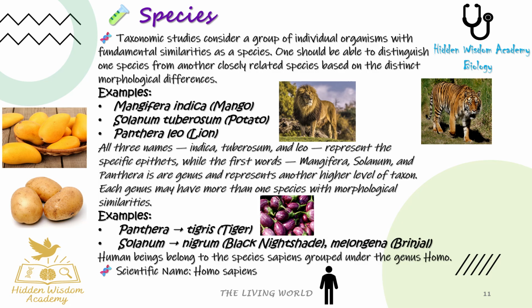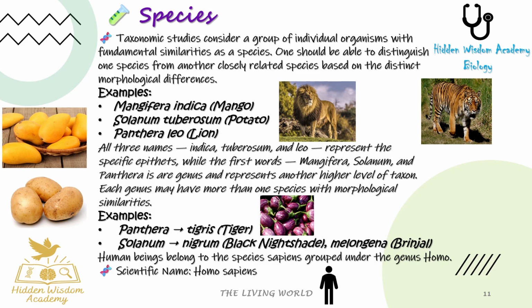Species. Taxonomic studies consider a group of individual organisms with fundamental similarities as a species. One should be able to distinguish one species from another closely related species based on distinct morphological differences. For example, Mangifera indica, mango; Solanum tuberosum, potato; Panthera leo, lion. The names indica, tuberosum, and leo represent the specific epithets, while the first words, Mangifera, Solanum, and Panthera, are the genus and represent another higher level of taxon.